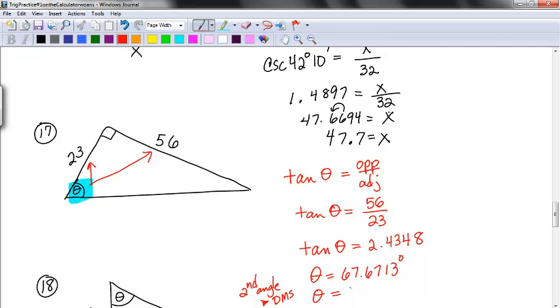So our final answer now, you have to look on your calculator at the seconds over here. If this is 30, 30 is halfway. So if this is bigger than 30, you would round that up. But it's not. It's 67, 40, 16. So final answer is 67 degrees, 40 minutes.